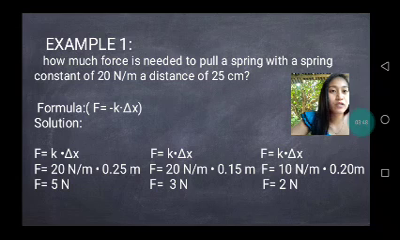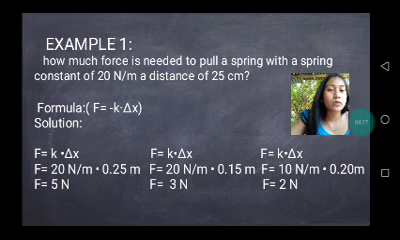How much force is needed to pull a spring with a spring constant of 20 newtons per meter, a distance of 25 centimeters? F equals K times triangle X. F equals K, which is 20 newton per meter, then the triangle X is 25 centimeters. Since meters are used, it is converted to 0.25. So, 20 times 0.25 equals 5 Newton, or the force in that problem.